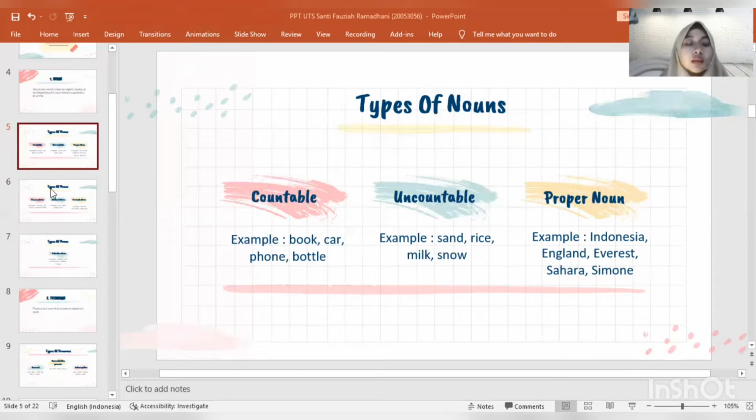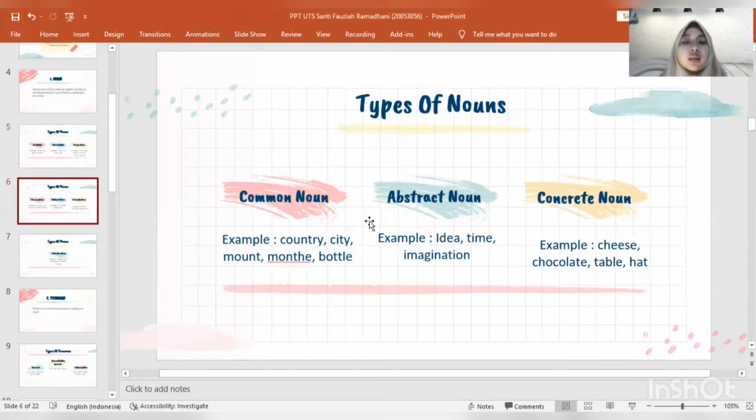The next is common noun. Common noun is the opposite of proper noun, so the first letter of a common noun is not capitalized. For example, country, city, mountain. These nouns do not specifically mention the name of the country, city, or mountain referred to in a sentence.